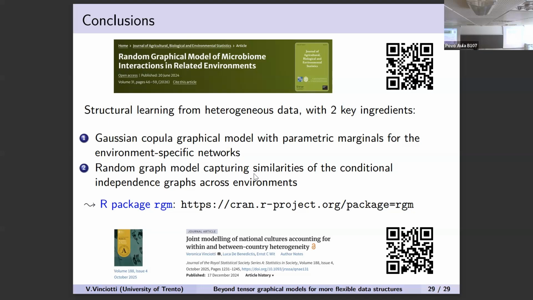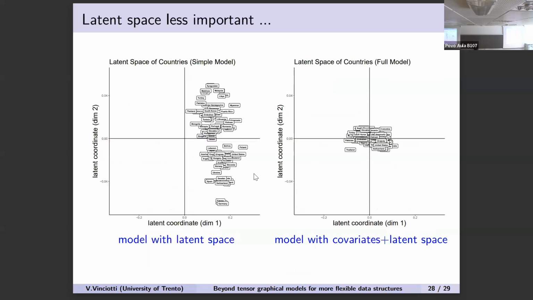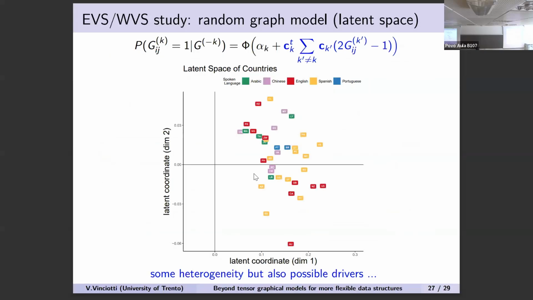Can you explain a bit again the previous slide? These two graphs. Yeah, maybe I can. So on the top here, you see a very simple model where there is just an intercept and this latent space. Besides the intercept, the latent space is going to capture everything else in the model, all the similarities and differences between the networks.